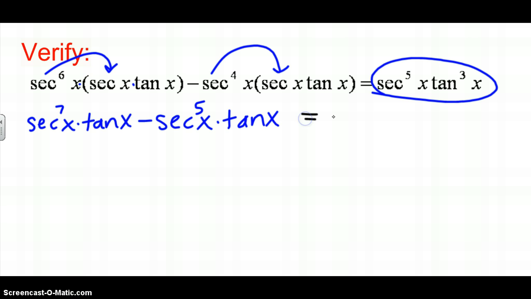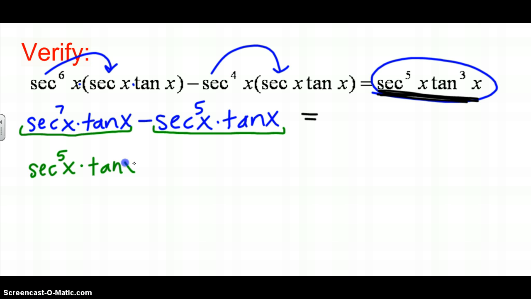Using what I'm trying to simplify to over here, I want something with secant to the 5th. So I'm going to say a good strategy: I've got too many secants right here, so I'm going to try to factor out whatever these things have in common. Well, this one has 7 secants and a tangent. This one has 5 secants and a tangent. So at most, I could take out 5 secants and a tangent. I'd be left here with 2 secants left over. And I'd be left here, well, this is exactly what I took out, so with a minus 1.